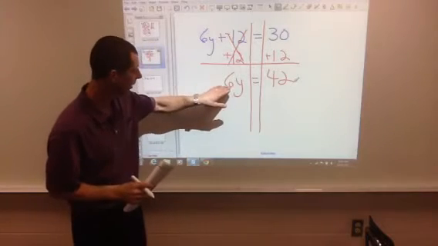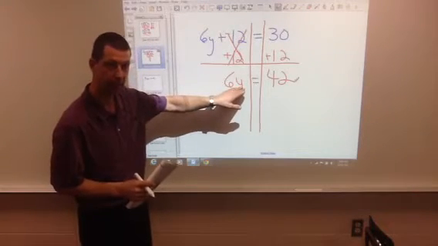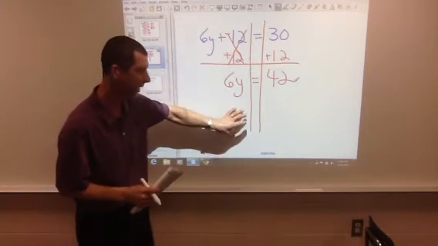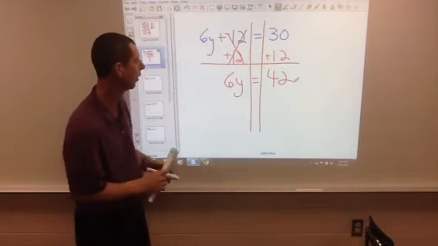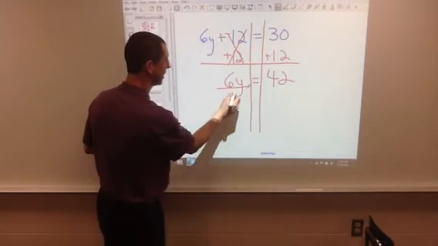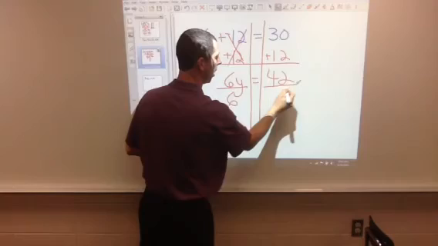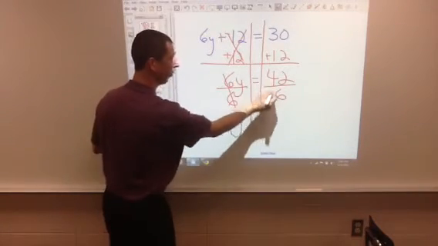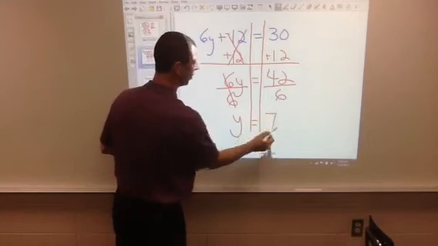Okay, now I have to get rid of my 6, so I have y all by itself. That's the goal when you're doing an algebra problem like this, is to get y isolated, all by itself, in other words. So I want to get rid of the 6, and it's 6 times y, so I'm going to divide by 6 using a fraction bar to show that. These cancel, so y equals 42 divided by 6, which is 7.